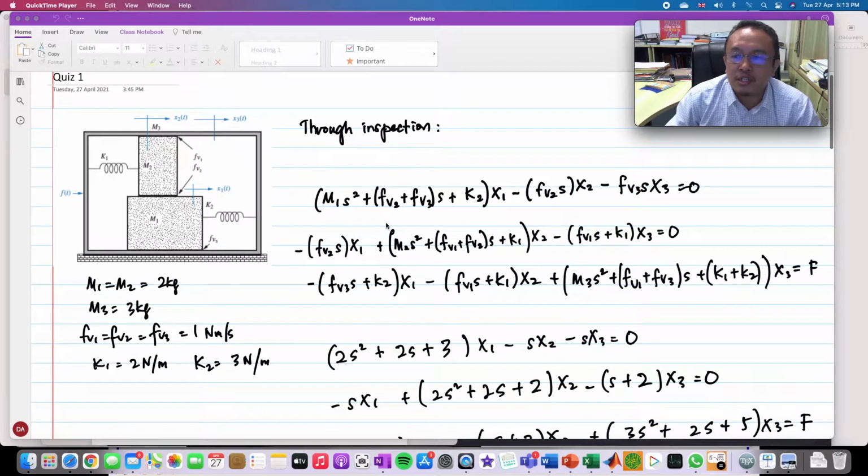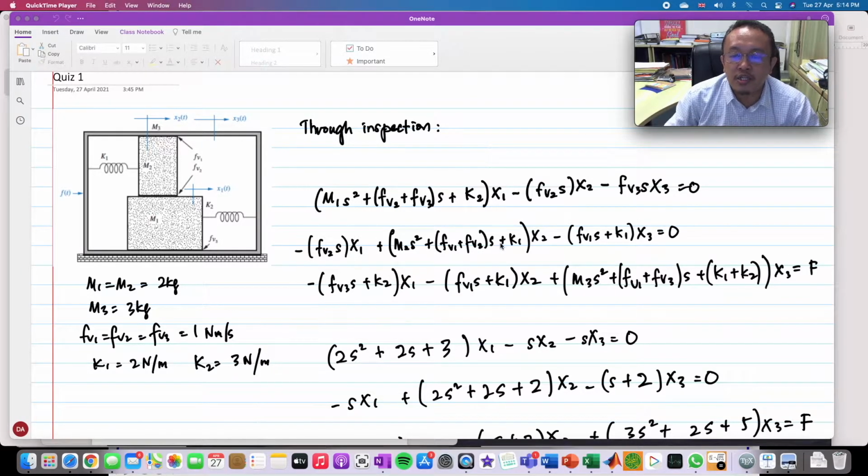So based on inspection, if M1 is the main player, you see that for M1 we have the spring, the friction FV2 and FV3. So M1 S squared, and then we have FV2 and FV3, and then the spring K2. For the rest, negative, so for mass number 2, the common between M1 and M2 is FV2 S, right? And the common item with the enclosure is FV3 S.